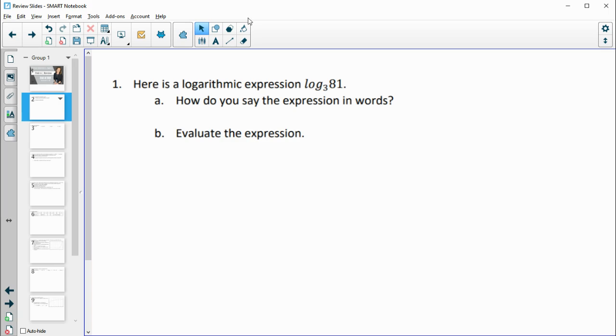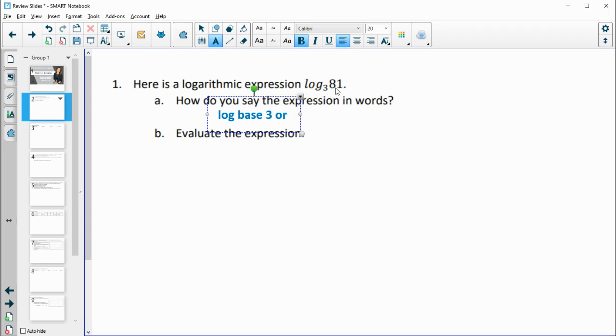Number 1 gives us a logarithmic expression, and it asks us how we would say this expression in words. So you say it is the log base 3 of 81. So log base, and then the little number, of the bigger number. So log base 3 of 81. And then it wants us to evaluate this expression.